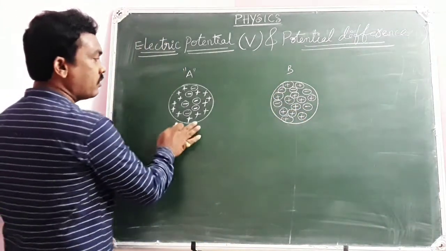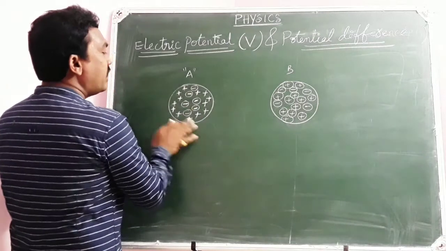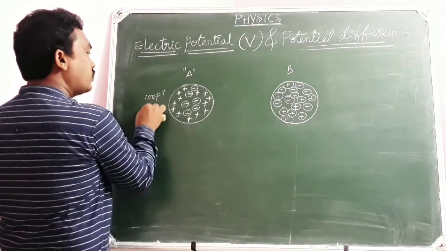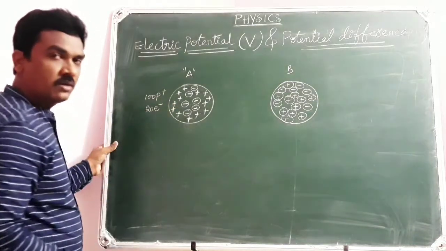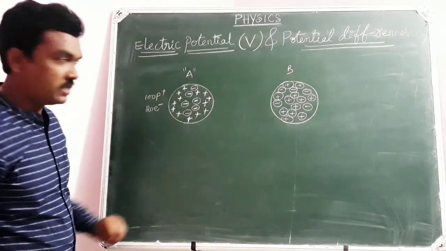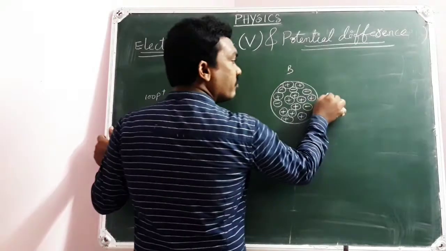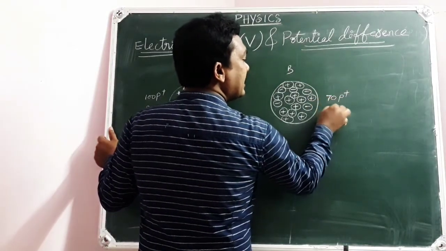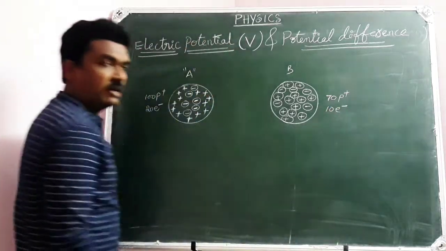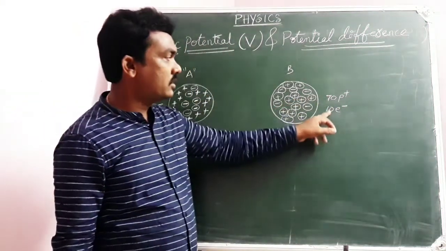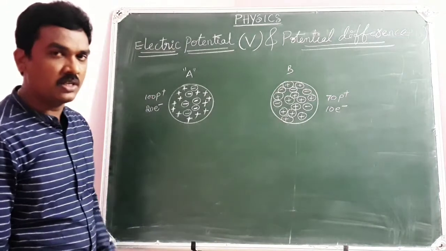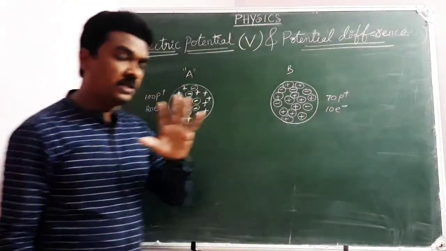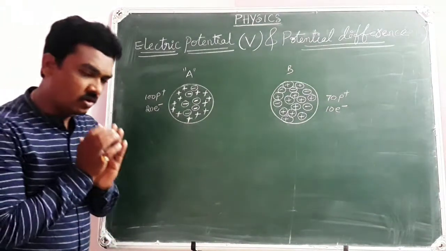For example, just for example, here at A, there are 100 protons and 20 electrons. So A is a positively charged region. At B, there are 70 protons and 10 electrons. Number of protons greater than number of electrons, so this is also a positively charged region. So both A and B are positively charged regions. There is no doubt in that.